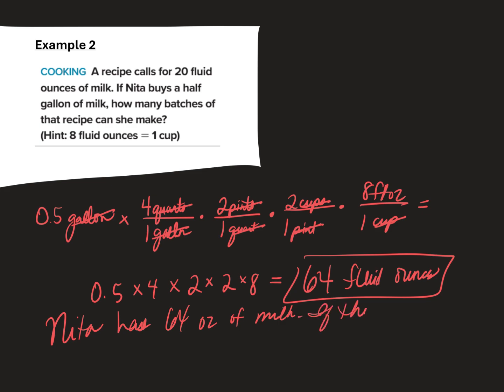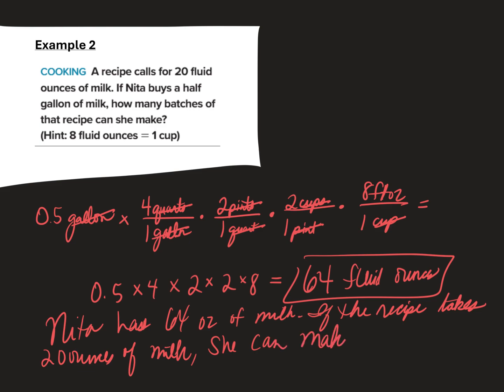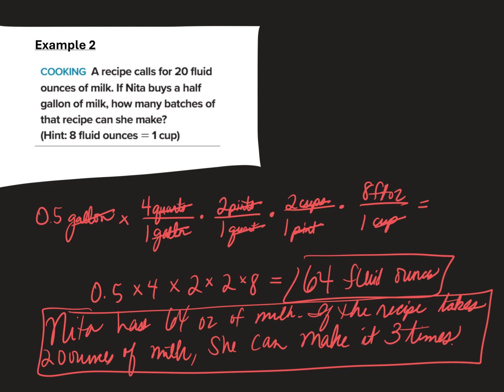If the recipe takes 20 ounces, she can make it 3 times. 3 times 20 is 60. She'd have 4 ounces left over, but 3 times 20 is 60. This is my final answer. Pay no attention to this right here. I really don't need that circled.